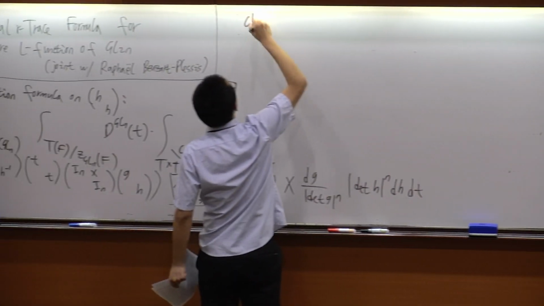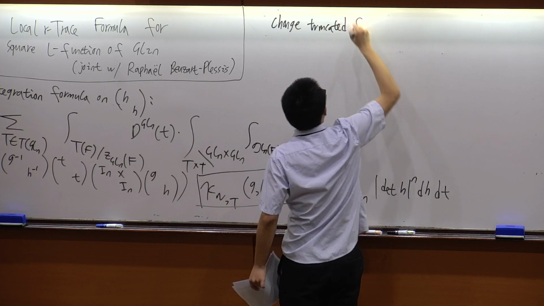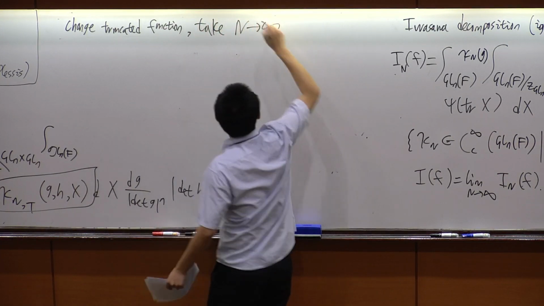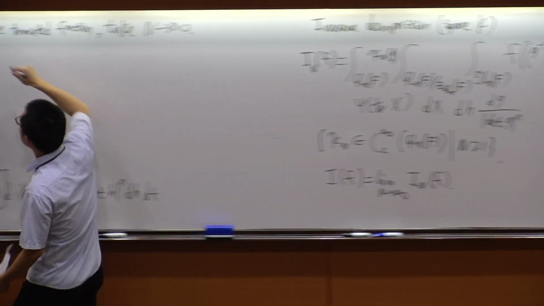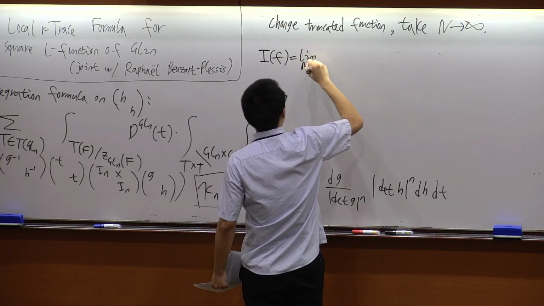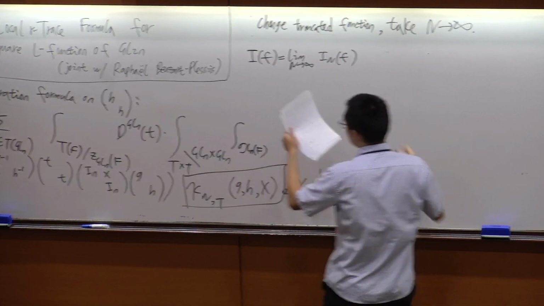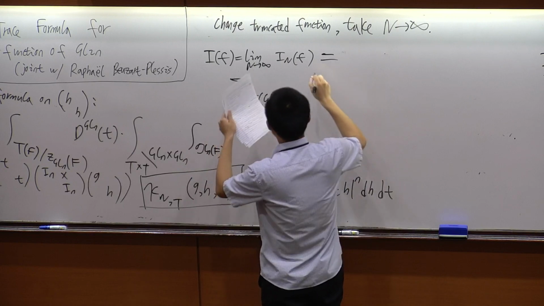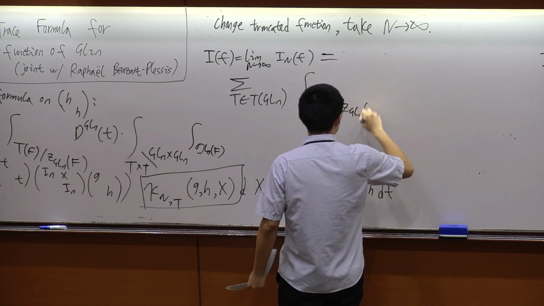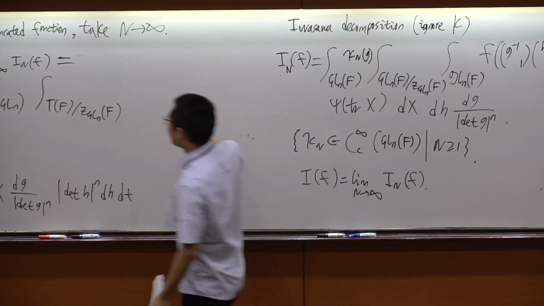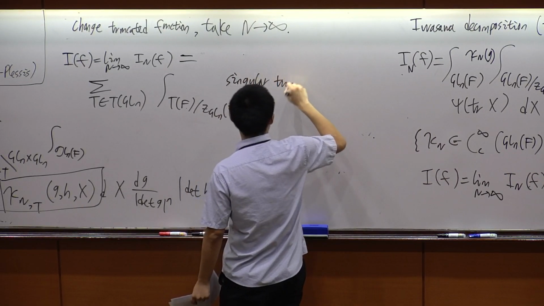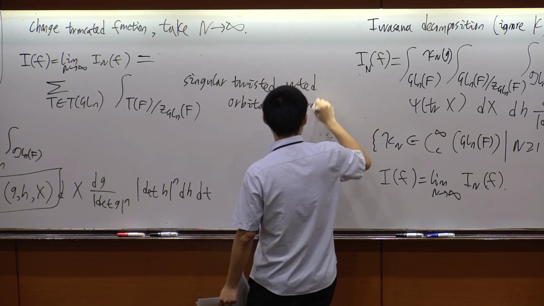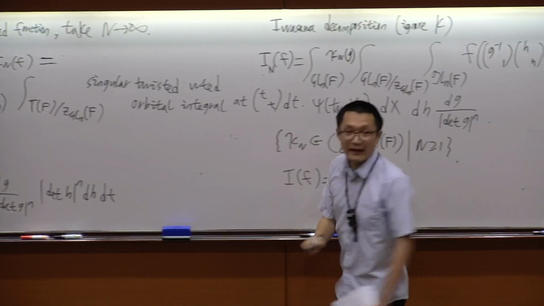So then we need to change the truncated function to some nice weight factors, and also take n to infinity. Once you do this, you can show that this I_F, which is the limit as n tends to infinity of I_n^F, is equal to the summation over all the maximum tori t of the integral over this t of some singular twisted weighted orbital integral at t, dt.